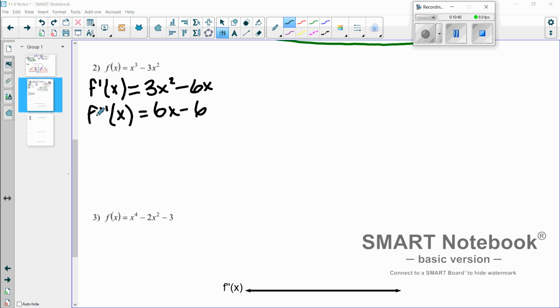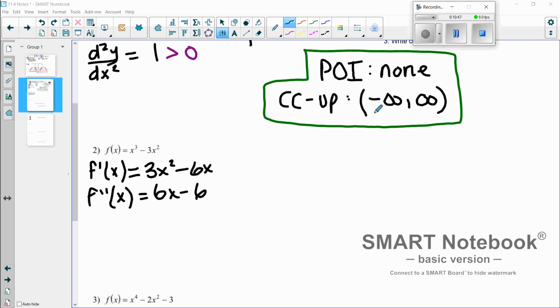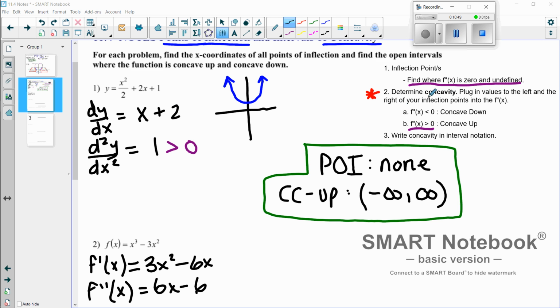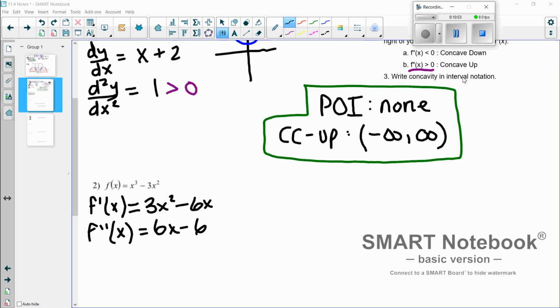Notice my notation here. I have the first derivative notation and the second derivative notation. That's the money maker right here. We need that second derivative. Now, my steps say for the inflection points, find where the second derivative is 0 and undefined.